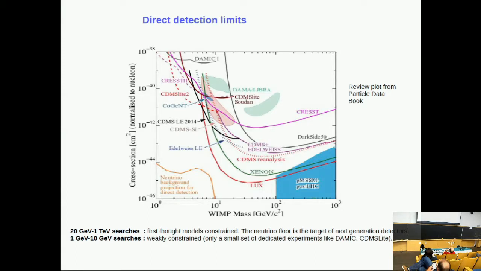On the other hand, the region between 1 GeV and 10 GeV is weakly constrained, and there's only a small set of dedicated experiments like DAMIC or CDMSlite. So this is the situation. The results I'm going to be presenting cover both the low mass and the high mass range.